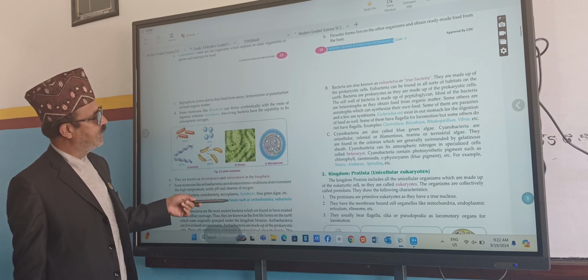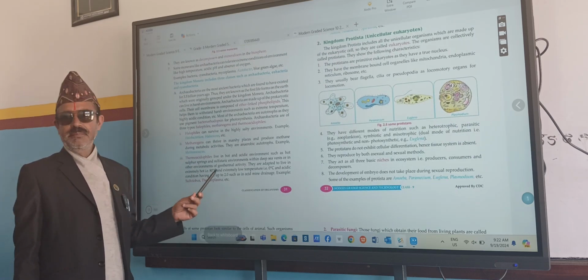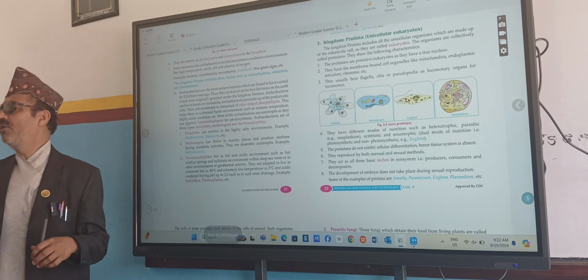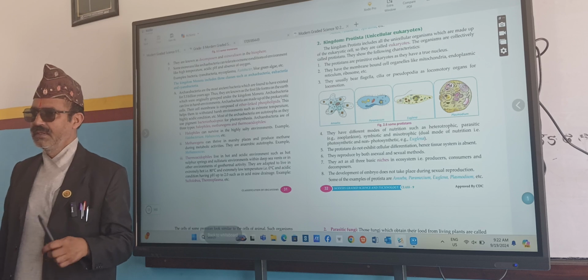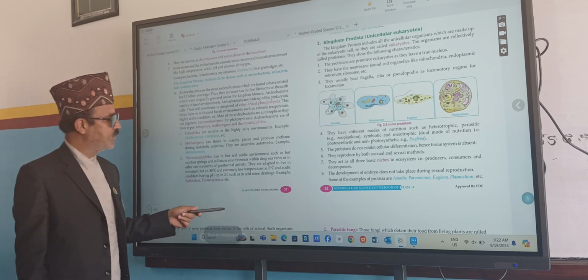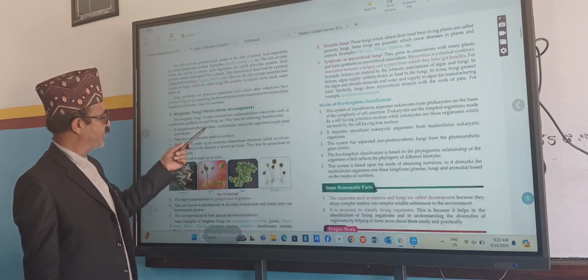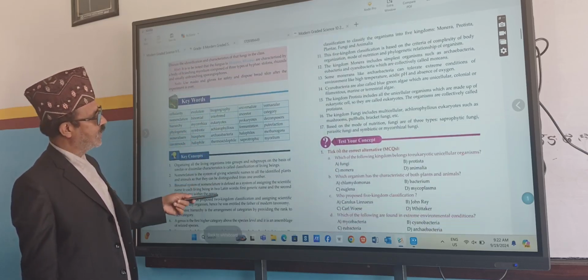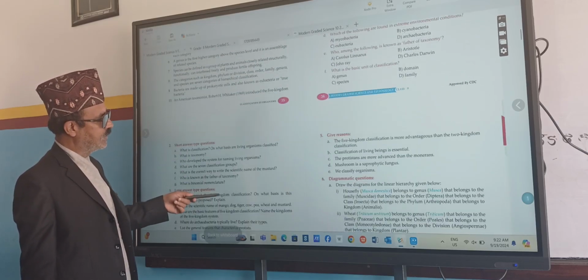You have to mainly focus on bacteria, because bacteria are the oldest organisms, unicellular organisms, and they can survive in extreme climatic conditions also. Then the chapter will be completed.